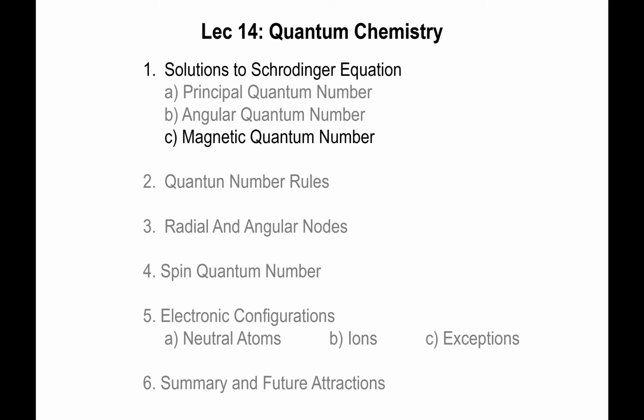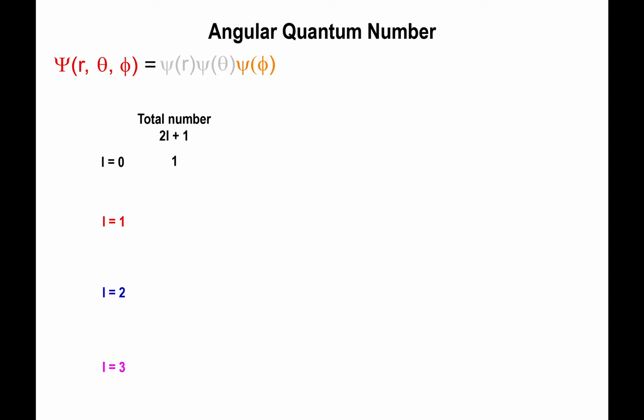Okay, let's talk about the magnetic quantum number. All right, so we talked about the principal quantum number n, which can start at values of 1 and go up in integral numbers, so from 1 to 2 to 3 to 4. We talked about the angular quantum number L, which can start at 0 and go up in integral numbers from 0 to 1 to 2 to 3 up until n minus 1, which means that there's a restriction on the angular quantum number based on the value of the principal quantum number.